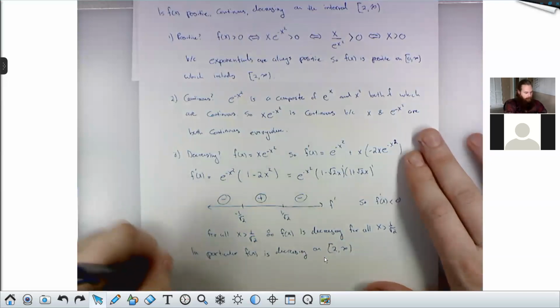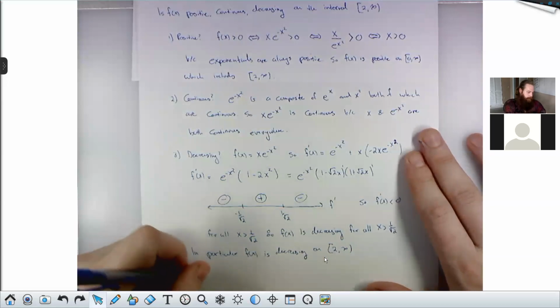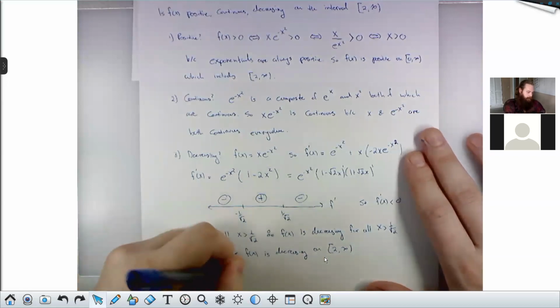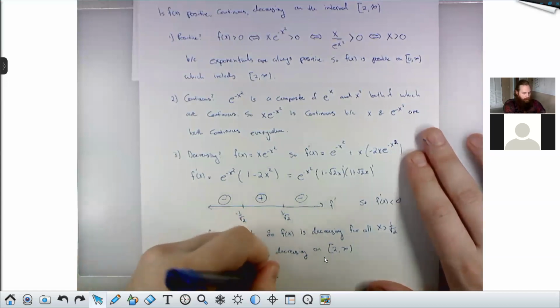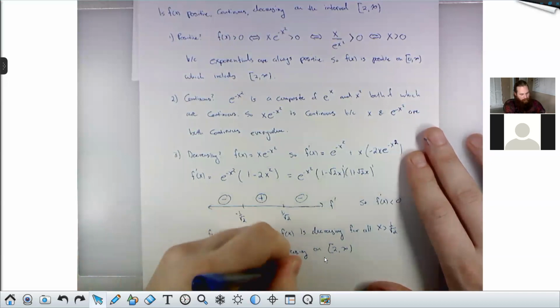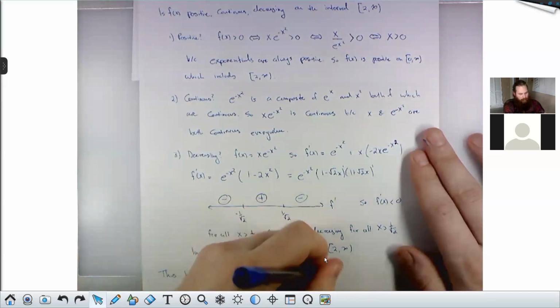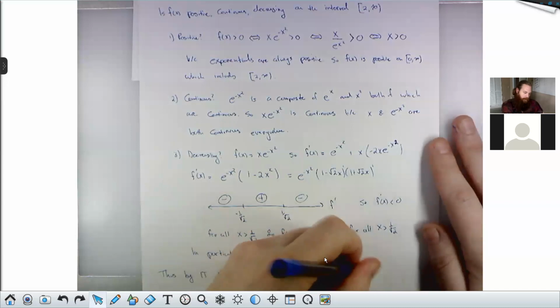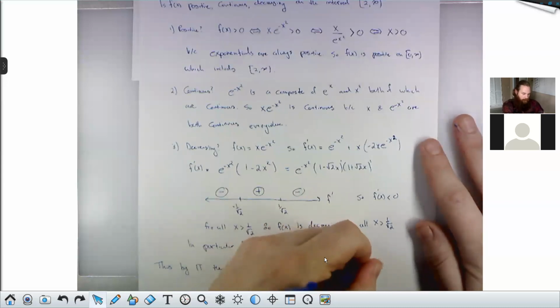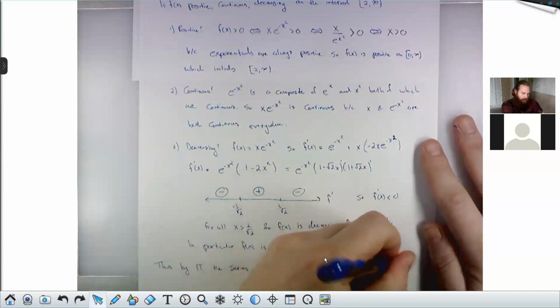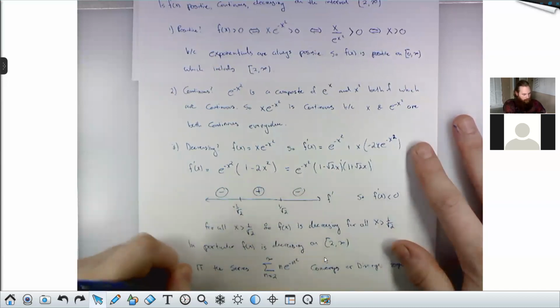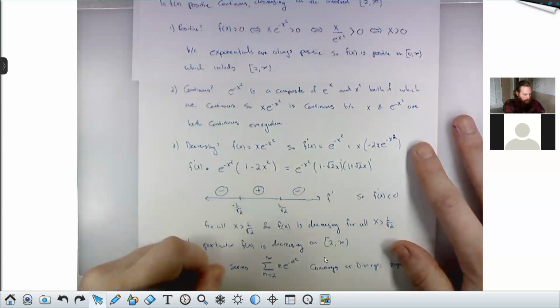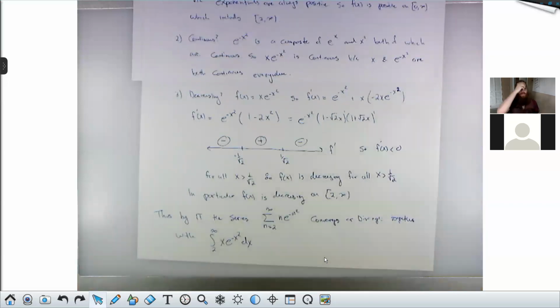All right, thus, by the integral test, the series sigma n from 2 to infinity n times e to the negative n squared converges or diverges together with the integral 2 to infinity x e to the negative x squared dx. So now I need to compute that integral. If that integral converges, my series converges. If that integral diverges, my series diverges.